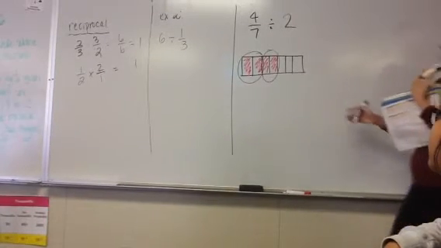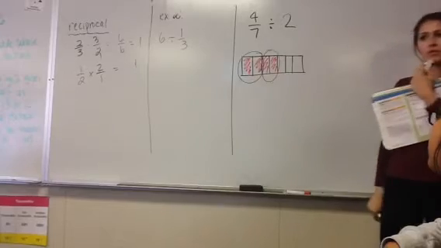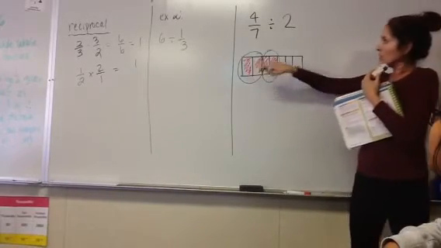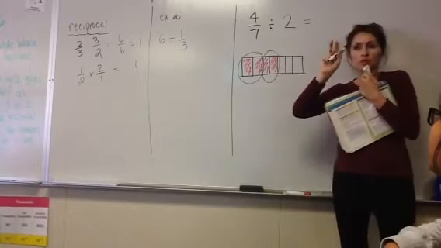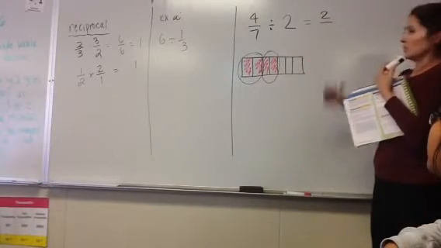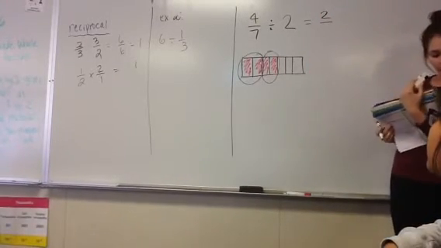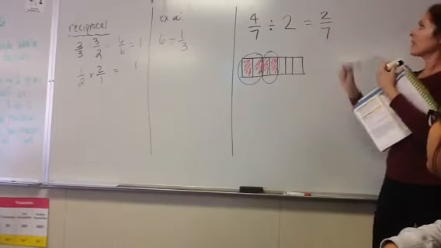So, how much are in each of the groups? How many in each of these groups? How many shaded in each of the groups? 2. 2. Out of how many total pieces? 7. That is the answer.